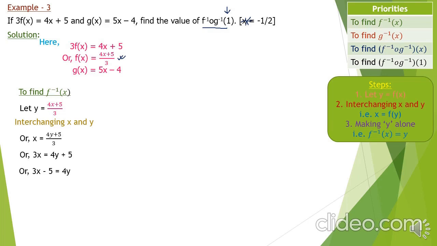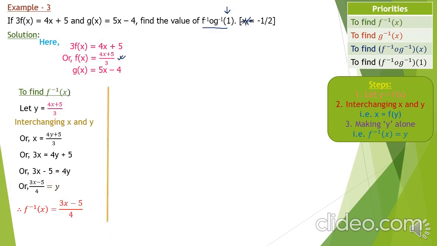Making y alone means y must have coefficient 1. If y has the coefficient positive 1, then we call y alone. And now y is 3x minus 5 by 4. Now right here the coefficient of y is positive 1, so it's alone. That alone part represents the inverse, F inverse. Easily we found the F inverse.